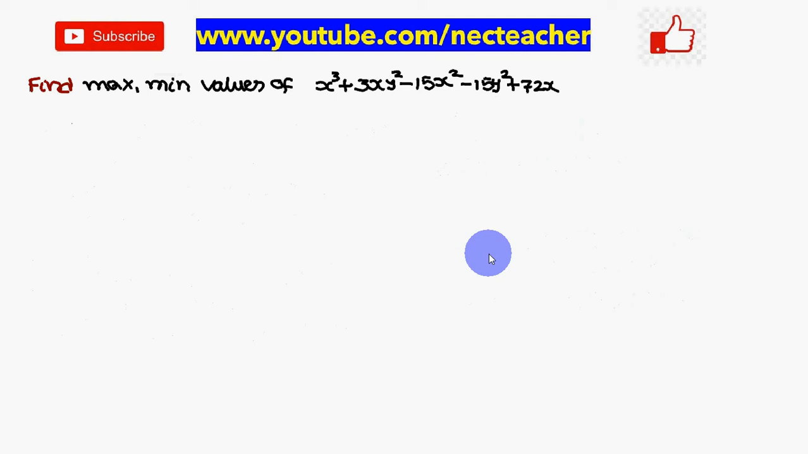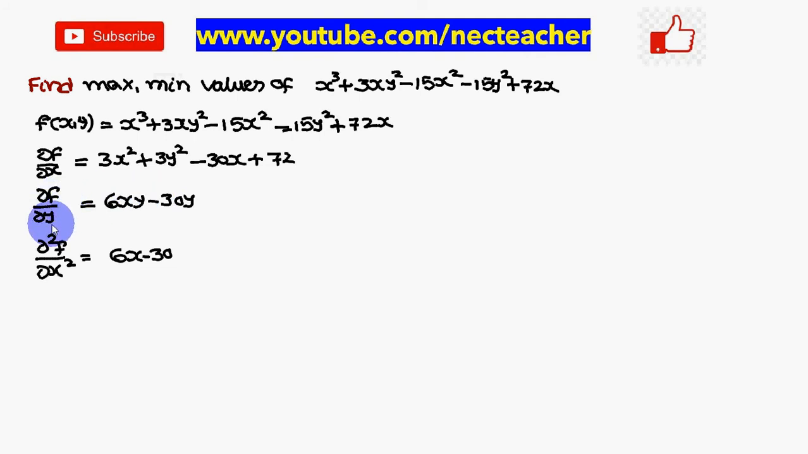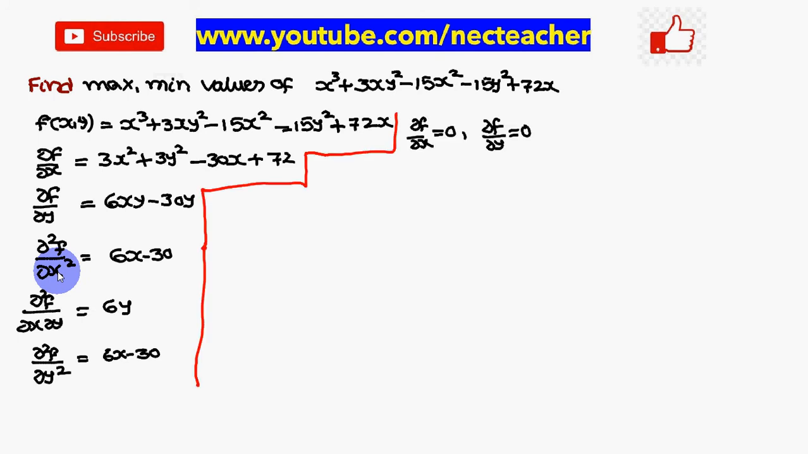Now we will consider one more function, x cube plus 3xy square minus 15x square minus 15y square plus 72x. So consider the given function as f of x, y. Find dou f by dou x: 3x square, 3y square, and so on. Similarly find dou f by dou y, with respect to y means x is a constant. Similarly find dou square f by dou x square, dou square f by dou x dou y, and dou square f by dou y square. So dou square f by dou x square is L, this is m, this is n.